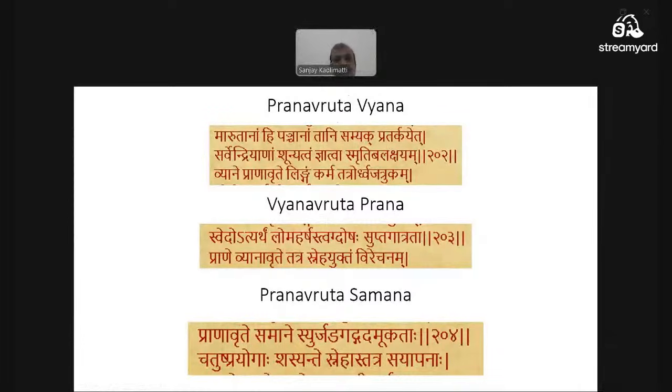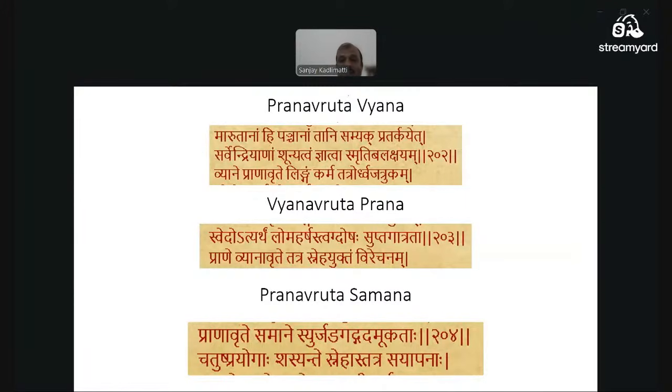See, Maruta Panchanam Tani Samyak Pratarkayet. How to understand this? Because I just now said that Vata Avarana to the Vata is amurta. So the first word Charaka says here is Pratarkayet. The Anyonya Avarana should be understood by Tarka, Anumana, Yukti. Sarva Indriyanam Shunyatvam Jnatva Smriti Balakshayam. First, Prana is doing the avarana of Vyana. That's why Vyana is Kritsna Dehachari Mahajavaha, Gati Apakshepa Nikshepa, Unmesha Nimesha Adika, Prayaha Sarvaha Kriyaha Sasmi Pratibaddhacharina.